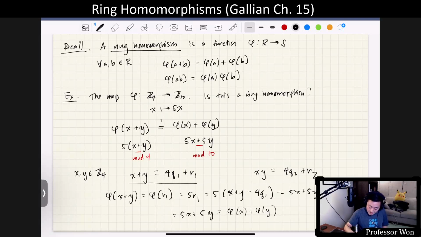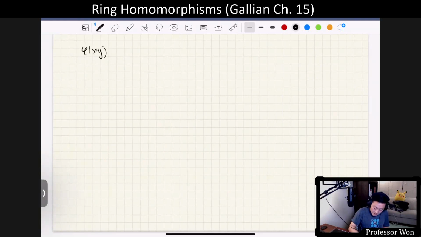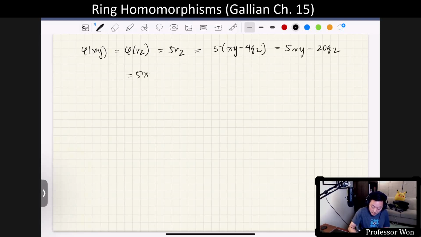Similarly, phi of xy, that's phi of r2. So it's 5r2. But as we saw before, r2 is just x times y minus 4q2. So we in fact get 5xy minus 20q2, which is 5xy mod 10. But this is not actually what we need. We actually need it to be phi of x times phi of y. But luckily, in Z10, 5 is the same thing as 25, right? So this is actually 25xy, which is 5x times 5y.